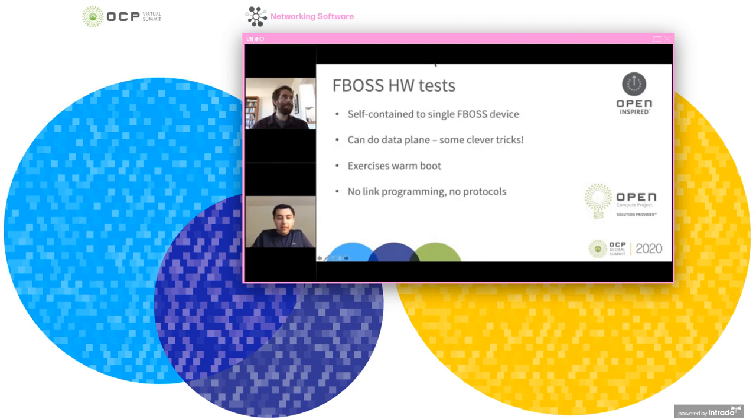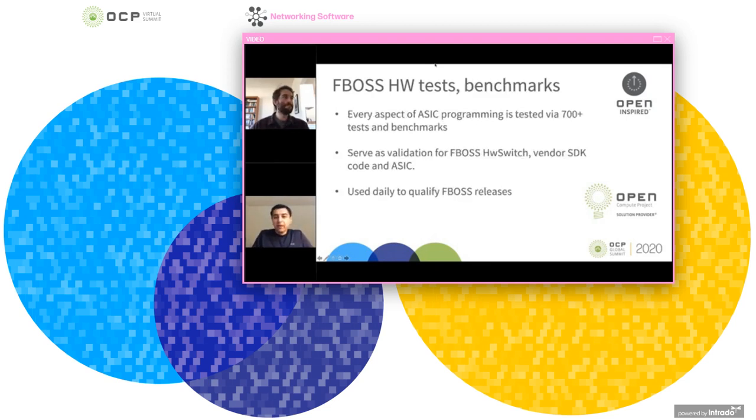As I said, every aspect of ASIC programming is tested by the 700 plus and growing tests and benchmarks. This serves as a validation for FBOSS code, for vendor SDKs, and for new ASICs. So when we get a new vendor SDK, when we get a new ASIC, the first thing we do is we try to make the tests pass on this, so that we know the functionality is intact. We use it daily and on a per commit basis to qualify trunk, to qualify the FBOSS releases to push to our fleet. So it is heavily in production use.